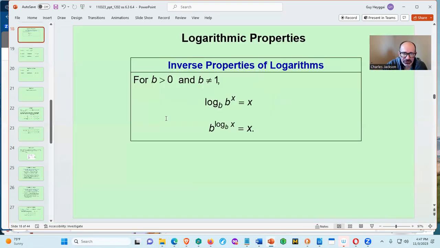There it is. So if you look back in the Zoom, I was just talking about this property here, right? Because you've got the log and the exponential canceling. Well, they could cancel this way too. b to the power of log base b of x is the inverse, and you can get the x out of that too. And this is also useful for solving logarithmic and exponential equations.